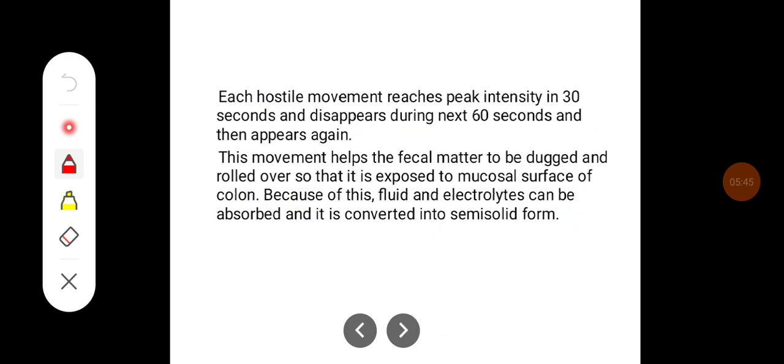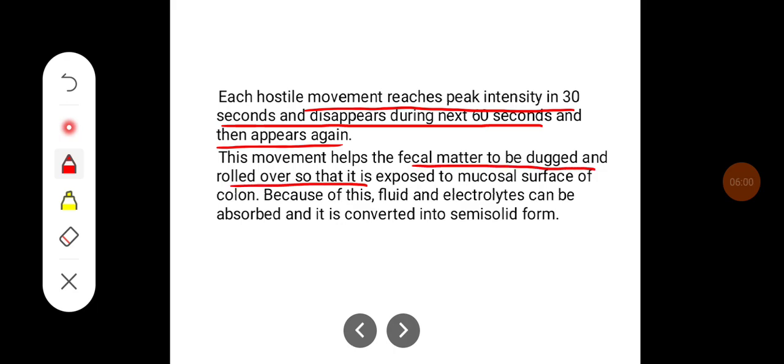Each haustral movement reaches peak intensity at 30 seconds and disappears during the next 60 seconds and then appears again. This movement helps the fecal matter to be dug and rolled over so that it is exposed to the mucosal surface of colon. Because of this, fluid and electrolytes can be absorbed and it is converted into semi-solid form.